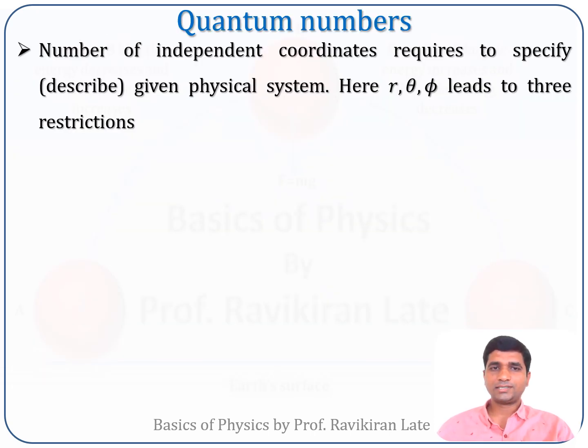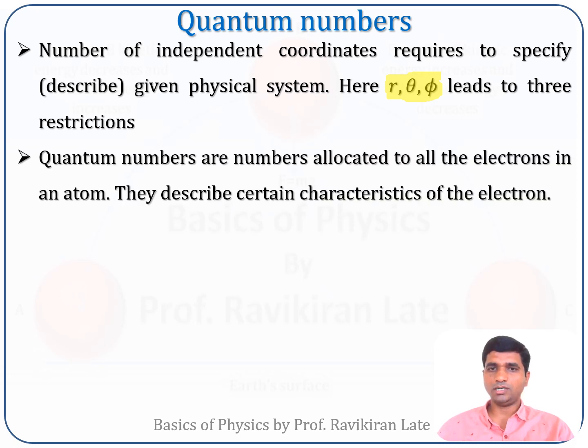Now we have seen that the number of coordinates required for the description of a physical system is called the degree of freedom. Here, in this case, it is r, theta and phi which are required to specify the state of an electron in a hydrogen atom, and this leads to restrictions in terms of n, L and ml. These restrictions are nothing but the quantum numbers which result from the solution of the hydrogen atom with the help of the Schrodinger equation.